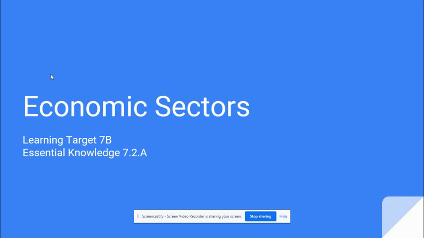Economic sectors. Remember that this falls under Learning Target 7B, which is to explain the spatial patterns of industrial production and development, and that this is part of Essential Knowledge 7.2.A. There is a video for that on my YouTube channel because I guess I'm a YouTuber now. The essential knowledge is the different economic sectors, including primary, secondary, tertiary, quaternary, and quinary, are characterized by distinct development patterns. So what does that mean? I guess we're going to find out.